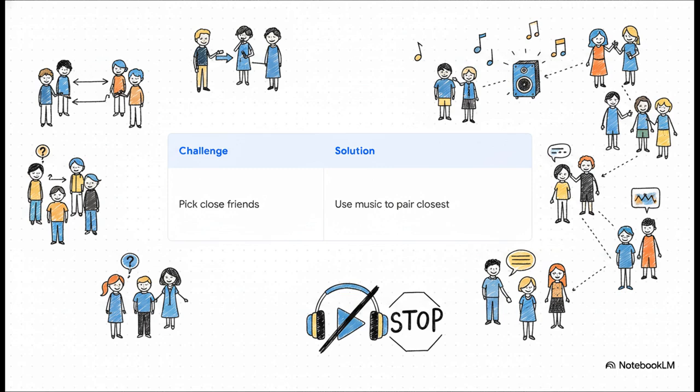So what's the solution? Music. You just play a song, and when it stops, they absolutely must partner with whoever is closest to them at that exact moment. It's essentially a giant game of musical chairs, just without the chairs. It completely solves the whole clique problem while keeping the room's energy super high.